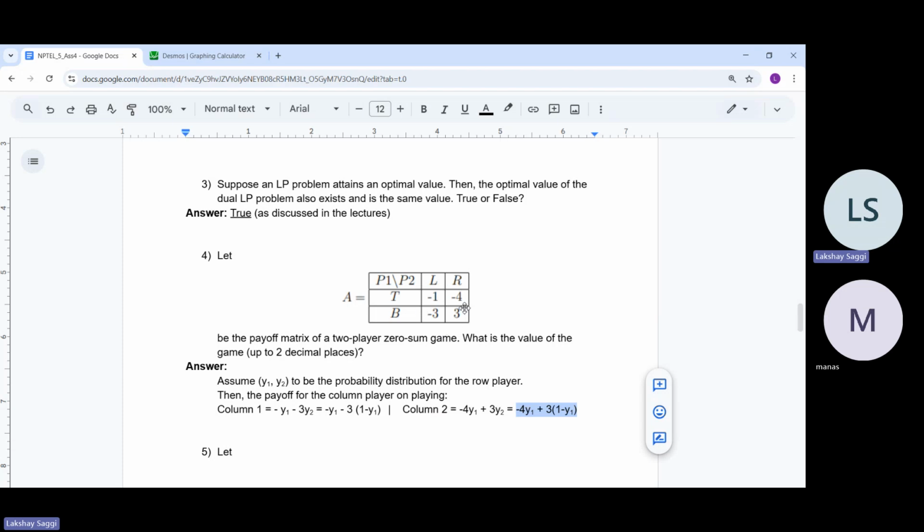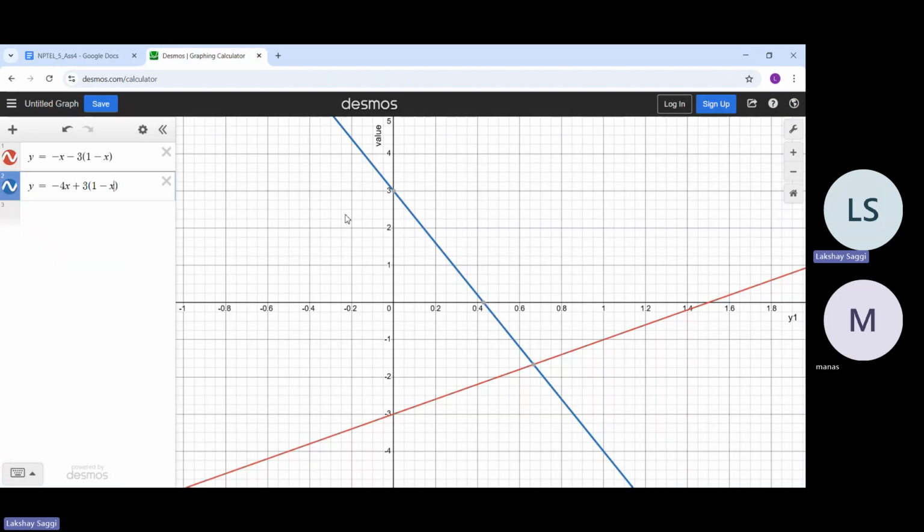So column player will try to choose the maximum entry of these. Note that, suppose when y1 was equal to 0, there are two values available for us. We can choose something so that the final entry becomes this 3 or it becomes minus 3. So column player always wants to maximize, so column player will choose this thing.